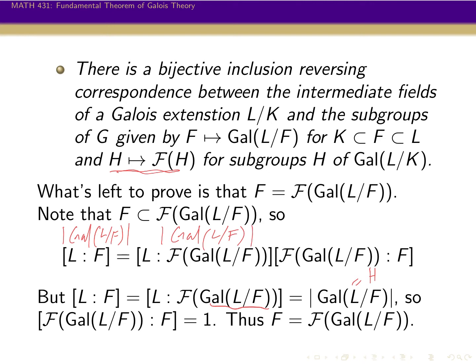And so since those two are equal, that means that the degree of the extension of the fixed field of the Galois group of L over F has to equal 1. And we've proven that if you have a field extension of degree 1, then both fields must be equal. And so that finishes off this proof, showing the other way for the inclusion, for the bijection.